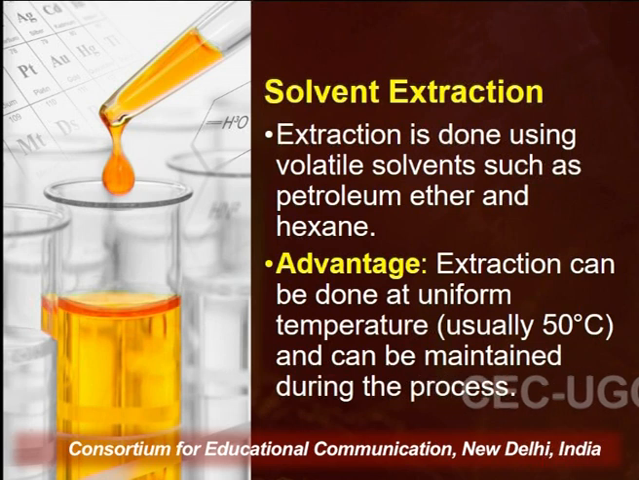Now this technique involves the utilization of certain non-aqueous volatile solvents to extract out the volatile oil from the plant material. And whatever extraction is done, it is highly uniform because it is being done at a temperature usually 50 degrees. Therefore, the quality of the oil that is obtained by using solvent extraction is very uniform.